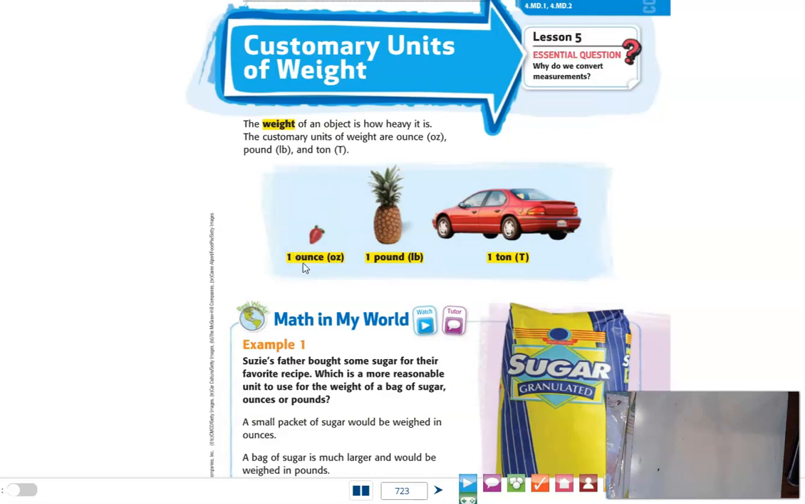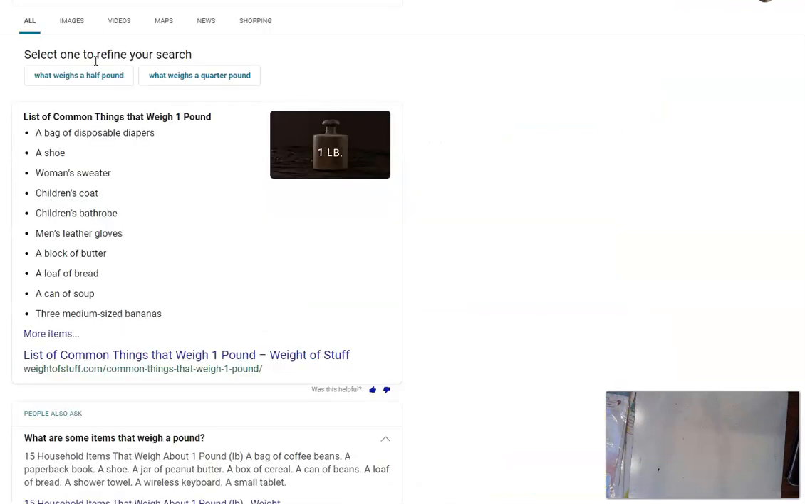So they've got some visualizations here for us. An ounce is about a strawberry, which seemed pretty reasonable. A pound being a pineapple seemed a little bit vague to me, so I went ahead and Googled what weighs a pound. And here are some common objects.